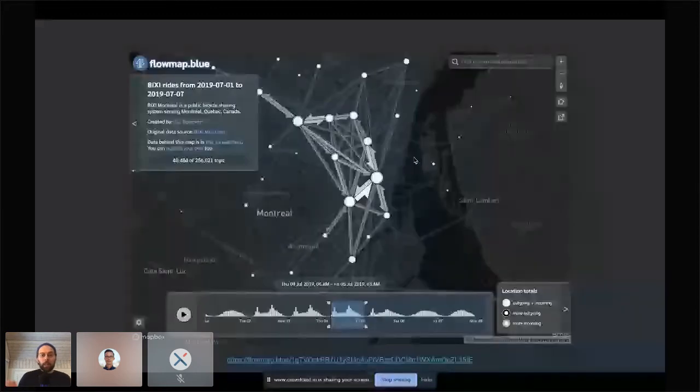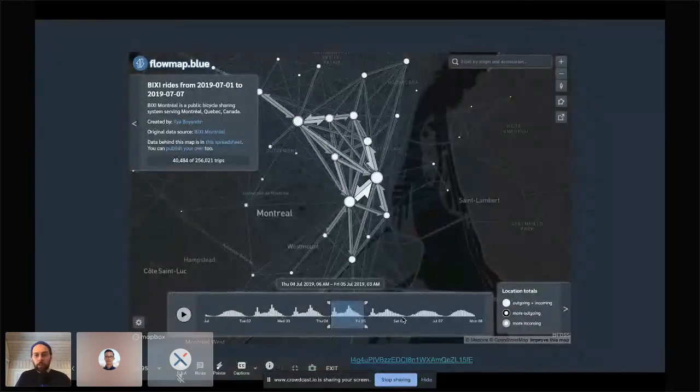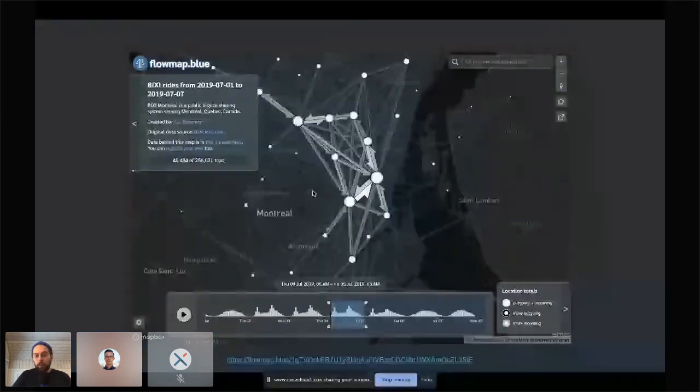And I continue to work on the tool. There is no end in sight. I have many ideas on how it can be improved. Recently, I added timeline functionality. Now the data can be filtered by time. And here you see bike sharing data from Montreal, and then it can be filtered by time.